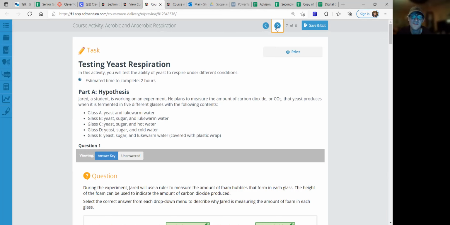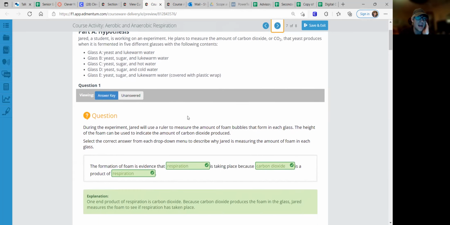The glasses have the following contents: yeast in lukewarm water; yeast, sugar, and lukewarm water. Lukewarm means it's not exactly hot or cold water. It's sort of room temp, maybe slightly above room temperature. Yeast, sugar, and hot water; yeast, sugar, and cold water; yeast, sugar, and lukewarm water covered with plastic wrap.